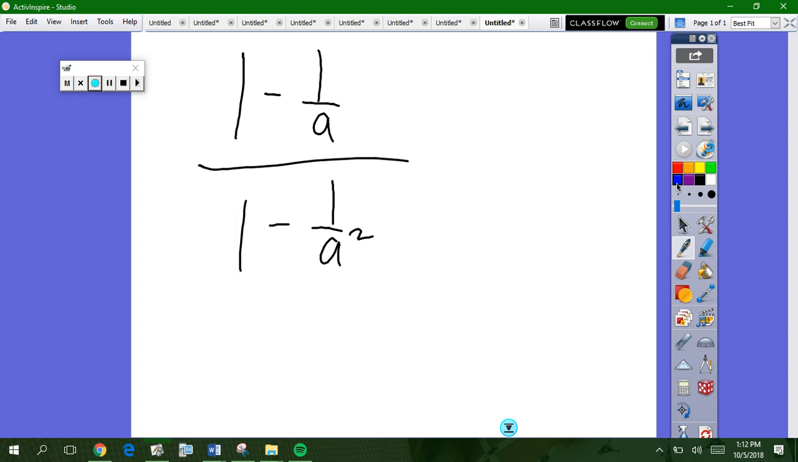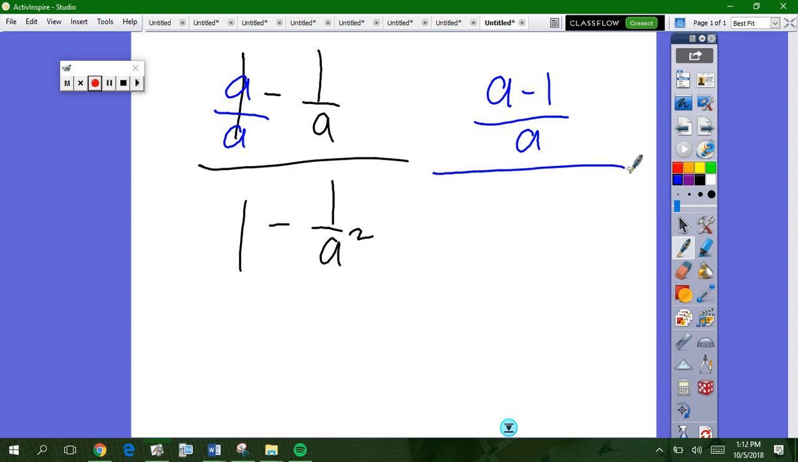The first way I'm going to do it is just ignore the bottom. Just ignore it for right now and just work on the top. So what does this 1 need to get a common denominator? It needs an A, right? Is everybody with me? So notice, now I have a common denominator that is A minus 1 over A. You guys agree with that? I've worked with the top. That was pretty simple, wasn't it?